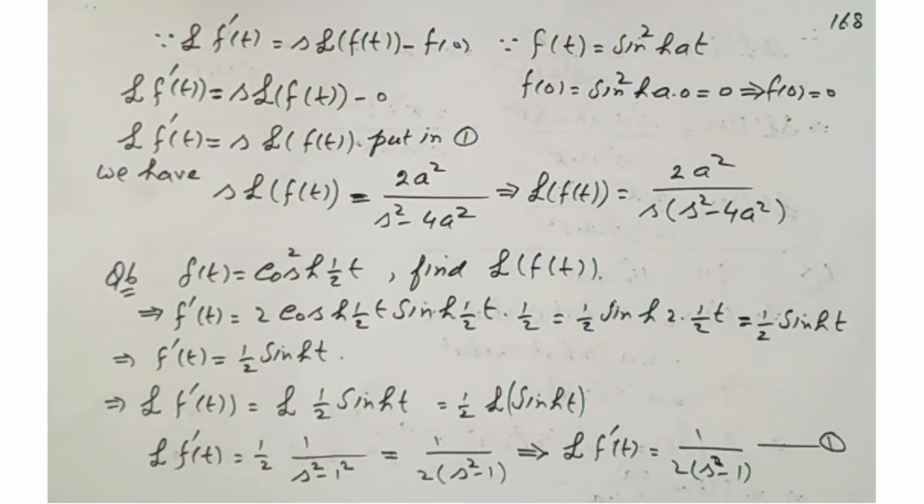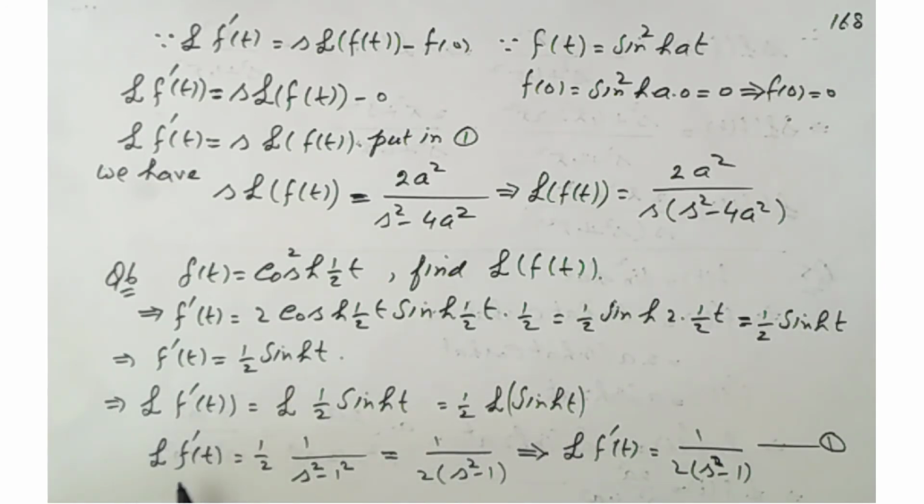Now question number 6, f of t equals cos square hyperbolic 1 by 2 t, find Laplace ft. Taking its derivative, this becomes f dash t equals 2 cos hyperbolic 1 by 2 t sin hyperbolic 1 by 2 t into 1 by 2, and using the formula sin 2 theta equals 2 sin theta cos theta, we have 1 by 2 sin hyperbolic 2 into 1 by 2 t, and this is 1 by 2 sin hyperbolic t. So f dash t equals 1 by 2 sin hyperbolic t, taking Laplace both sides. So this is 1 by 2 Laplace of sin hyperbolic t.